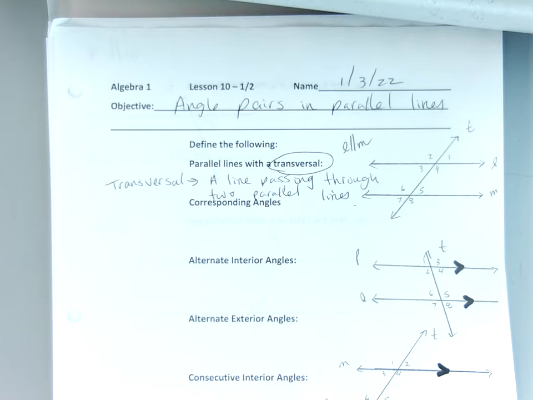Well, I got to work on my penmanship. Yeah, that's not going to happen. Right now, after 37 years of teaching, it's never going to happen. It's just going to be sloppy.